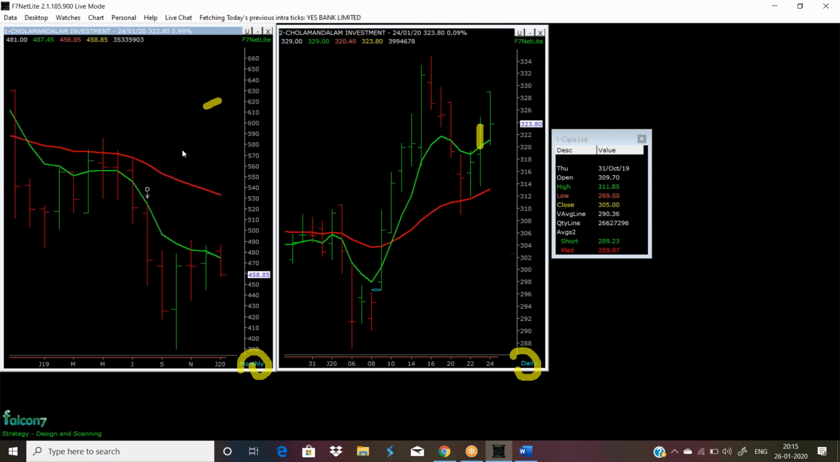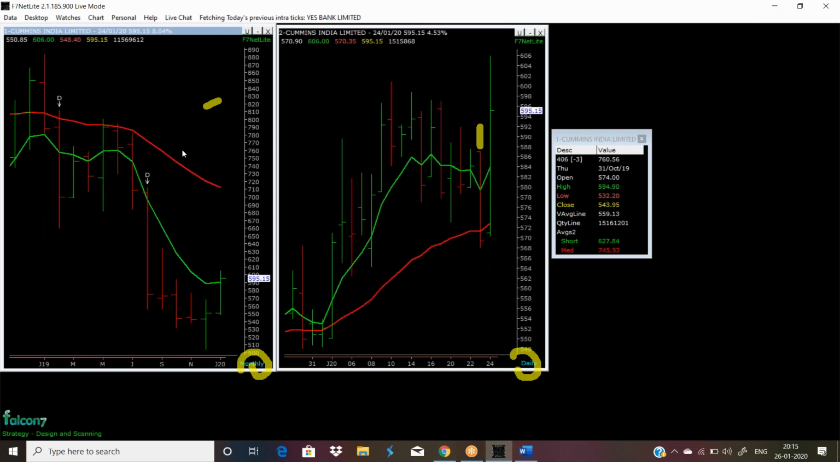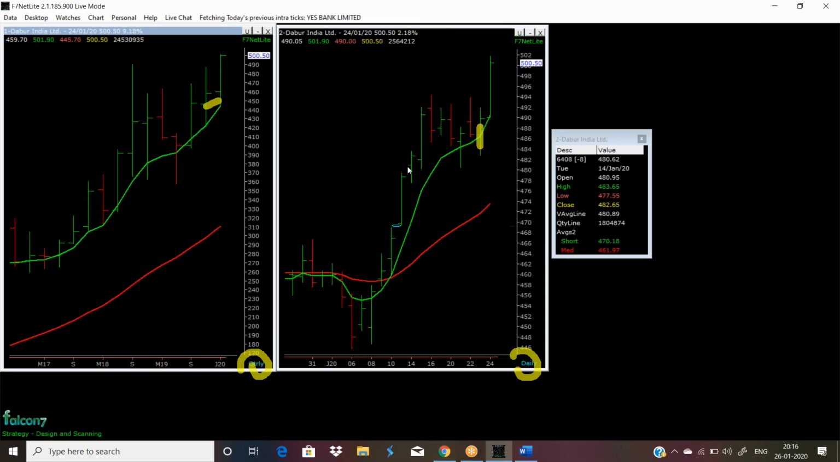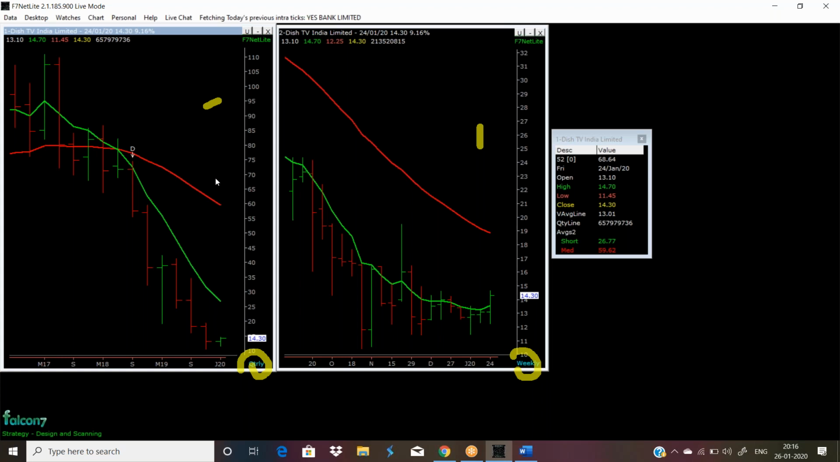So after a continuous fall, just 1 minute, after a continuous fall, in monthly chart, stock is giving close. I'll go to weekly, quarterly and weekly. Quarterly and weekly I will take. This stock is going to rise. Here, this stock is going to rise.